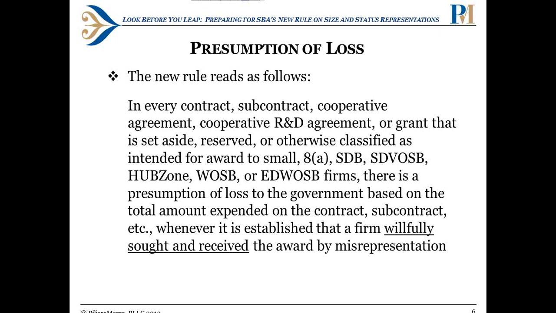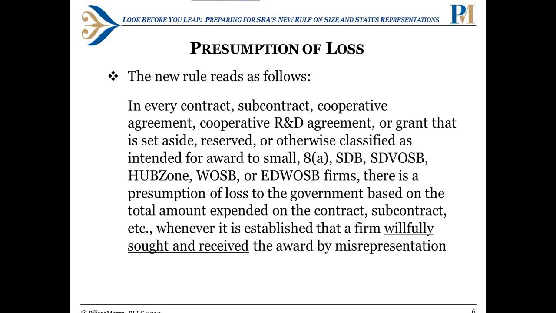on the contract, subcontract, cooperative agreement, etc., whenever it is established that a firm willfully sought and received the award by misrepresentation. So as I mentioned before, the idea here is to create the significant amount of damages that the government could go after, setting that at the total amount expended on the contract, which raises a question: if there's no money expended or little money expended on the contract, then that would limit the damages. But in theory, it could be the entire amount of the contract, which could be a significant amount of damages for the government to go after.